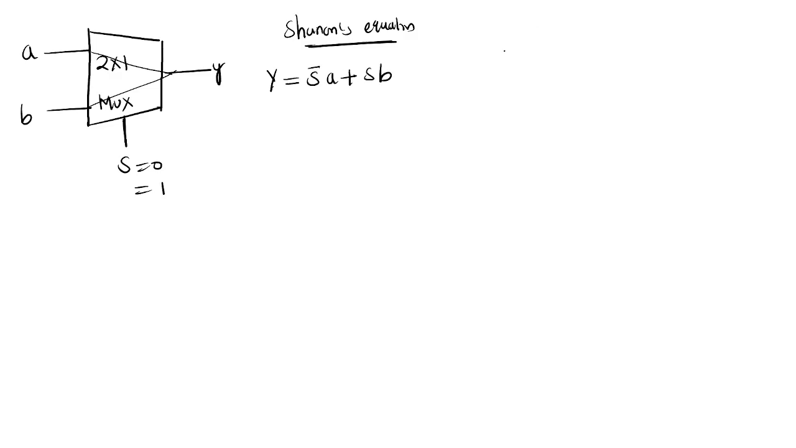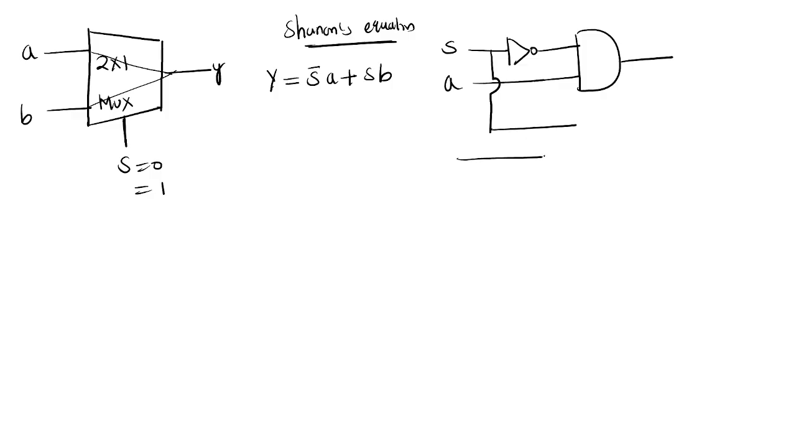Now draw the logic diagram. So this is S, and this is S bar. S bar and A are connected with an AND gate, and similarly S and B are connected with another AND gate. These are connected with an OR gate.